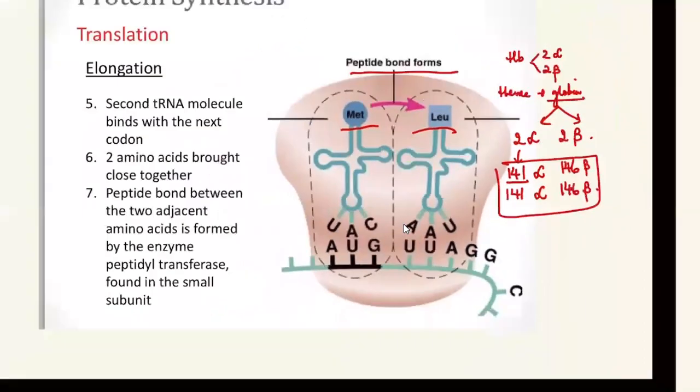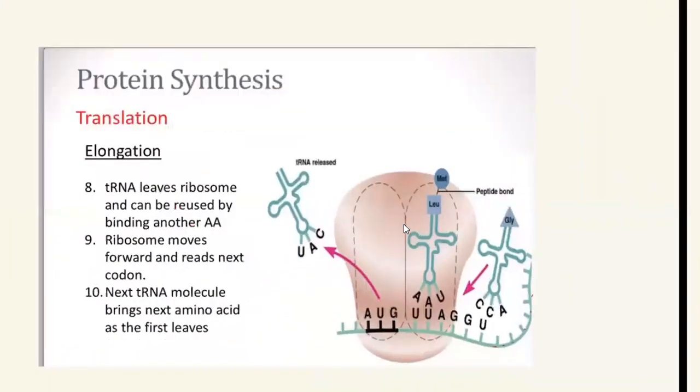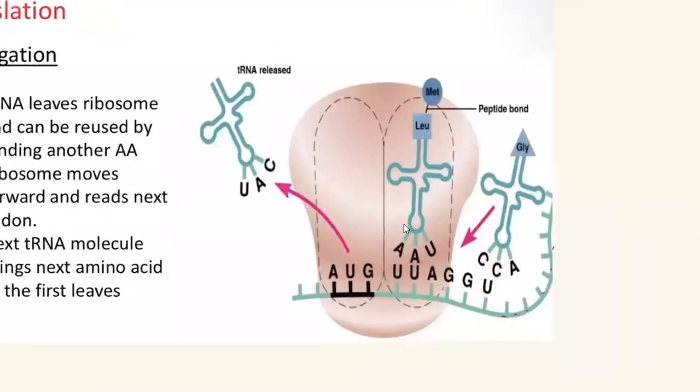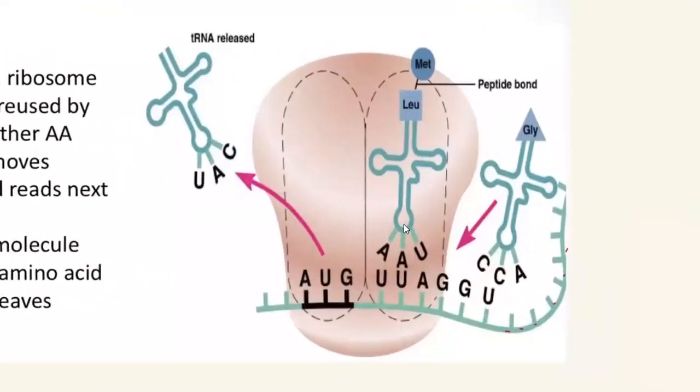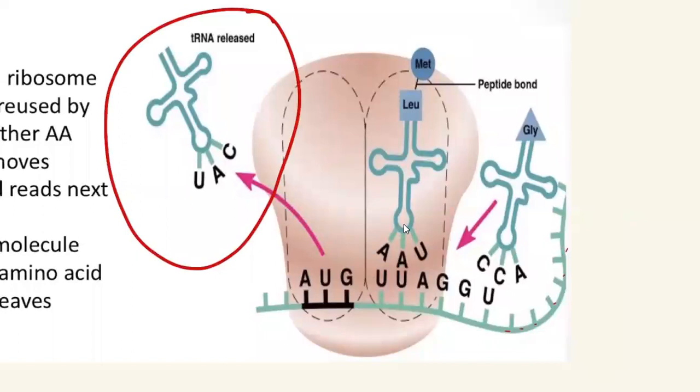Let's look at the third picture. The third picture is showing you that the first tRNA molecule that had initially come and docked on the ribosome is now being released. Why? Because it's no longer needed. And why? Because we've already made a dipeptide, which is methionine bound by a peptide bond to leucine.